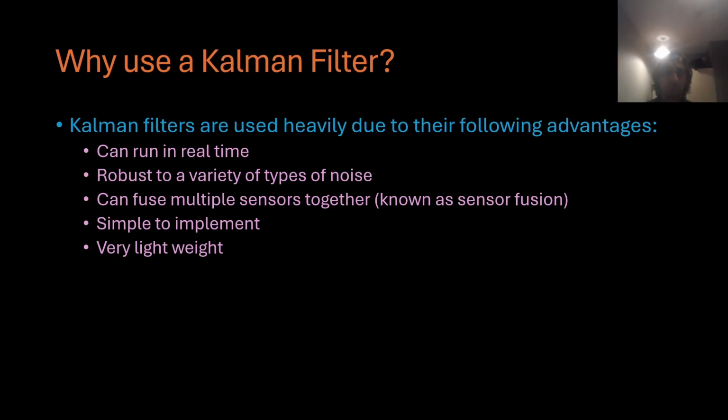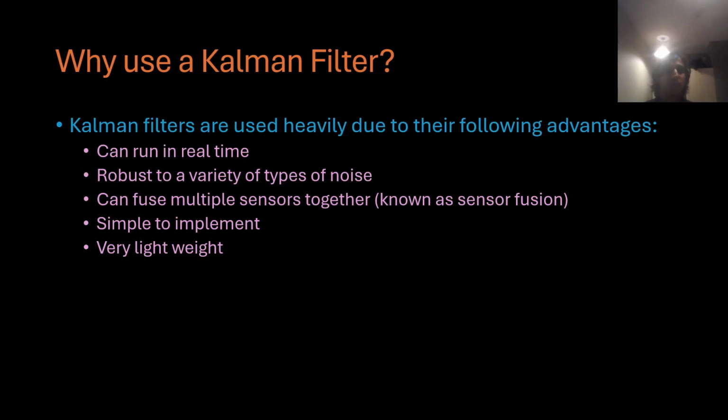Real time means that I want data right now so I can make a decision, not 20 seconds later. For example, if you're driving a car, you don't want to know that you're going 70 miles per hour 20 seconds later. You want to know you're at 70 miles per hour right now. Again, the reason you need real time is so you can make a decision right now. And this is one of the most desirable traits of Kalman filtering, that it can run in real time.